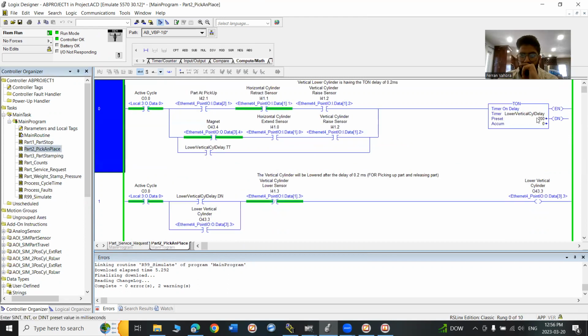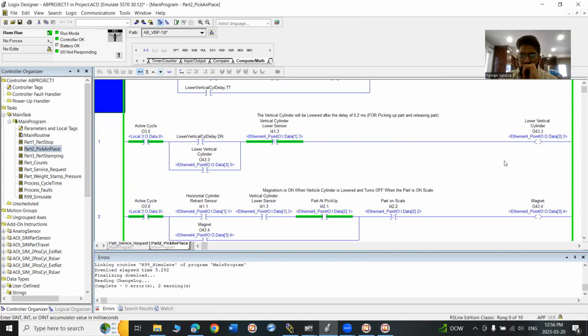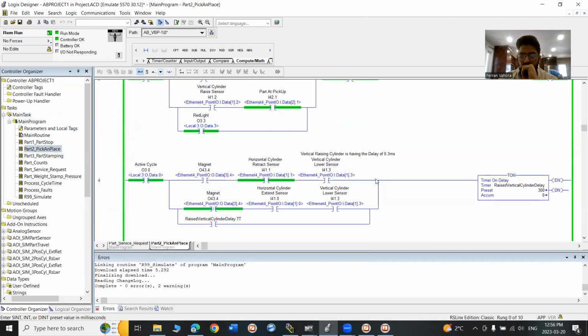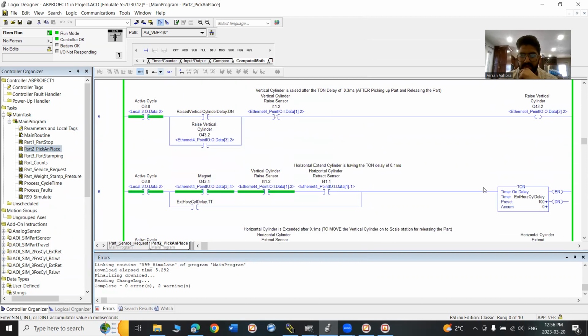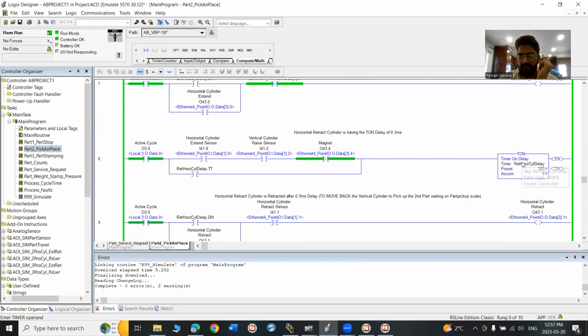Here I have taken a timer on delay of 200 milliseconds. When it is lowering, it will count up to 200 milliseconds. Magnet, red light, TON for the lowering when the cylinder is raised at a 300 millisecond delay. When the horizontal cylinder is extending, there is a 100 millisecond delay. TON, 300 millisecond delay.